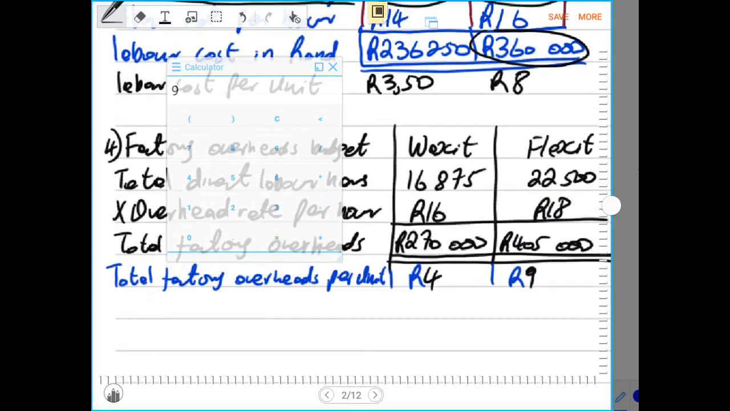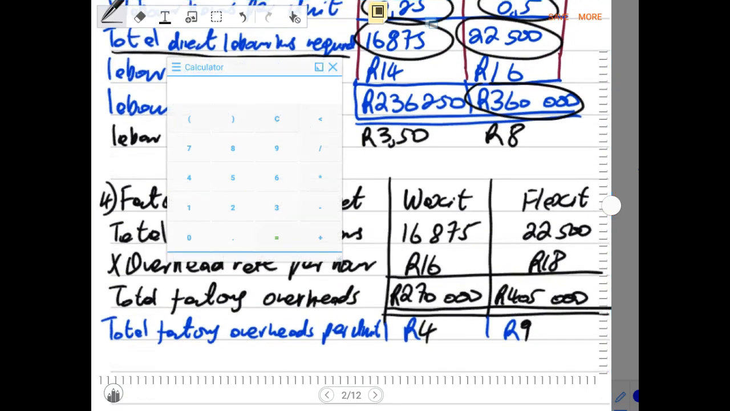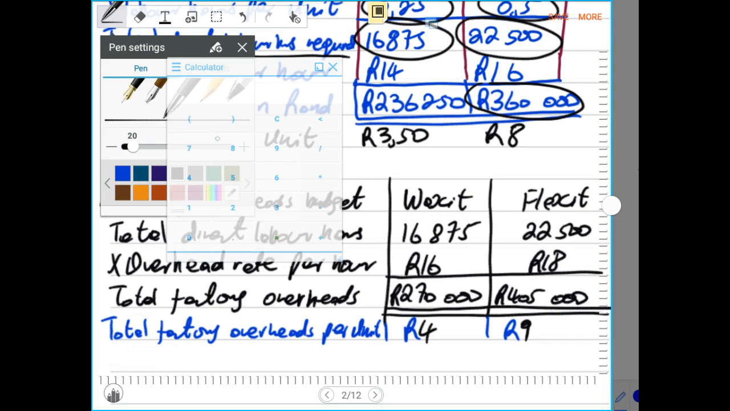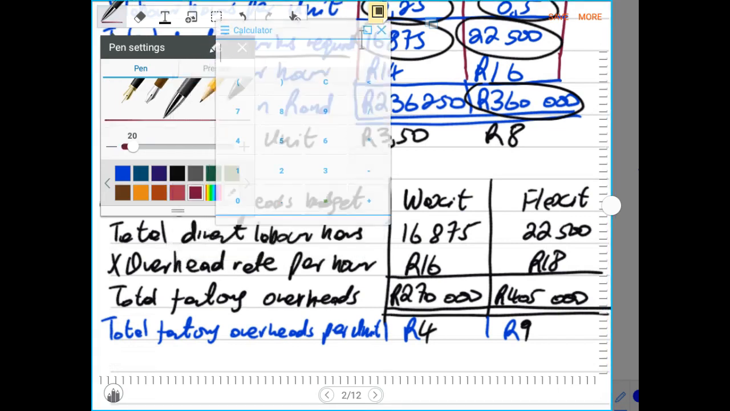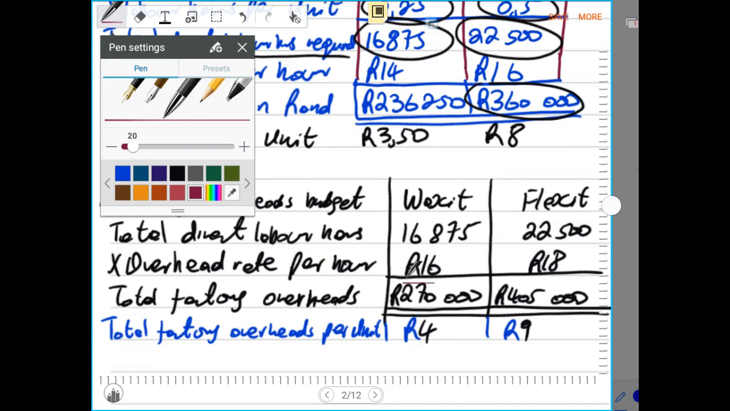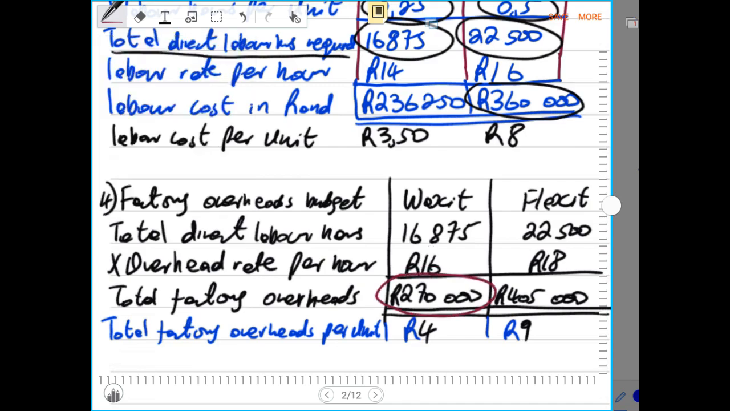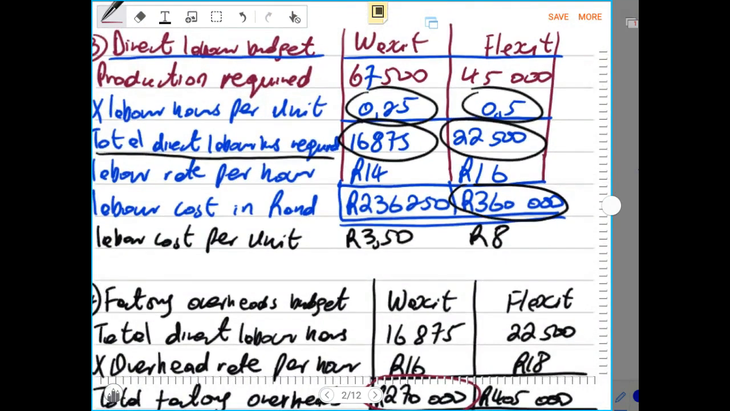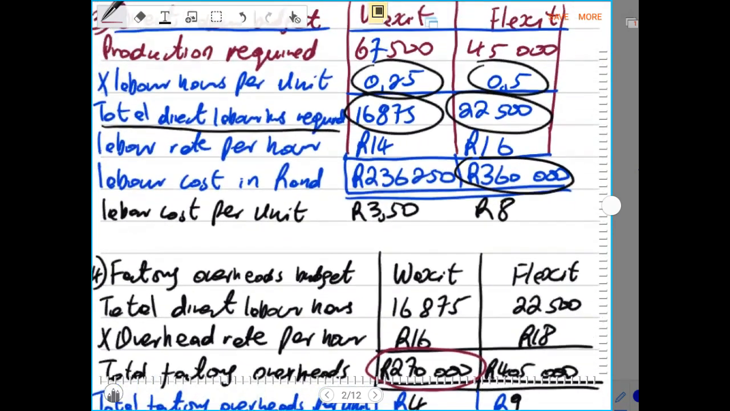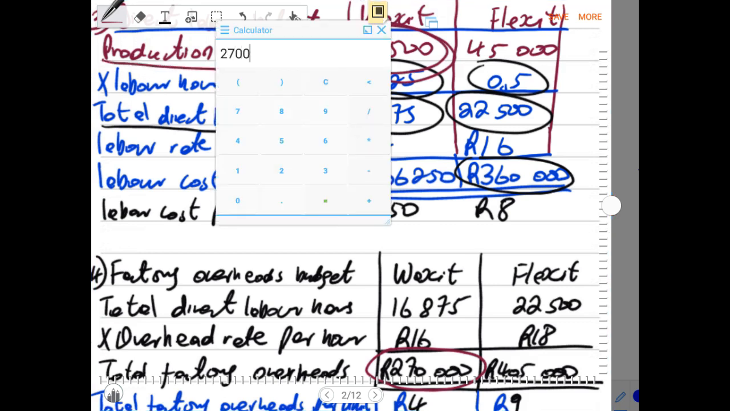However, you could have just said total cost. Here is the total cost of our overheads, and our total cost of the overheads is given here as 270,000. Here you can say 270,000 divided by the number of units that we need to produce. Remember, production requirement is 67,500. That has not changed. The number of units that we need to produce, which is production required, has not changed.